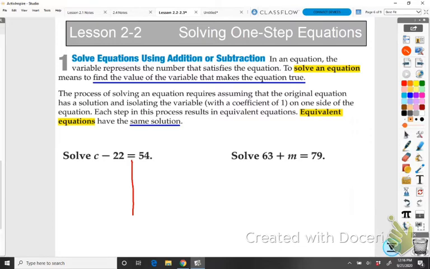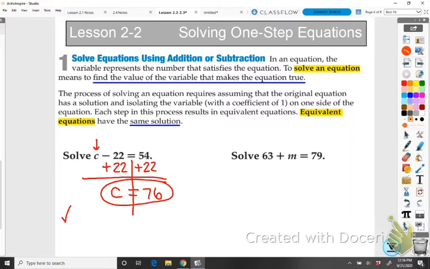So on this first one, 22 is being subtracted from C. So the inverse operation would be addition of 22. You show that on the left and on the right, and C is equal to 76. Now you should check the answer as well.